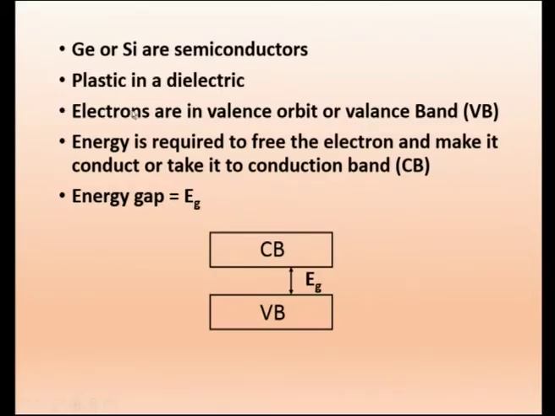See, electrons are in a valence orbit or valence band. I will just explain this part. If we take any material, maybe aluminum as a metal, the last filled electron is the free electron. It is in the valence band.